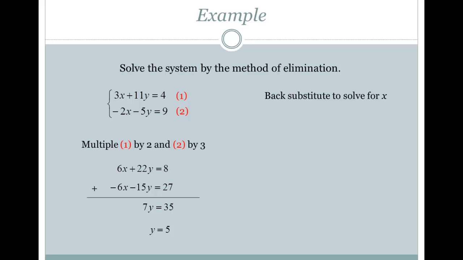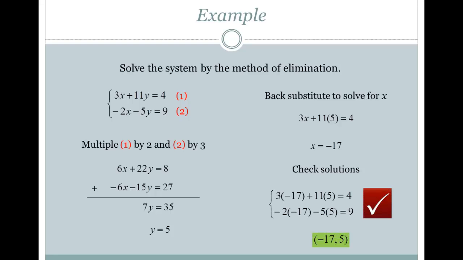Again, back substitute to solve for x. Plug it in, I'm using the first one. So 3x plus 11 times 5 is equal to 4. If I solve that, I'm going to get negative 17. And again, I would check my solutions and see that (-17, 5) is a solution to this system of equations.